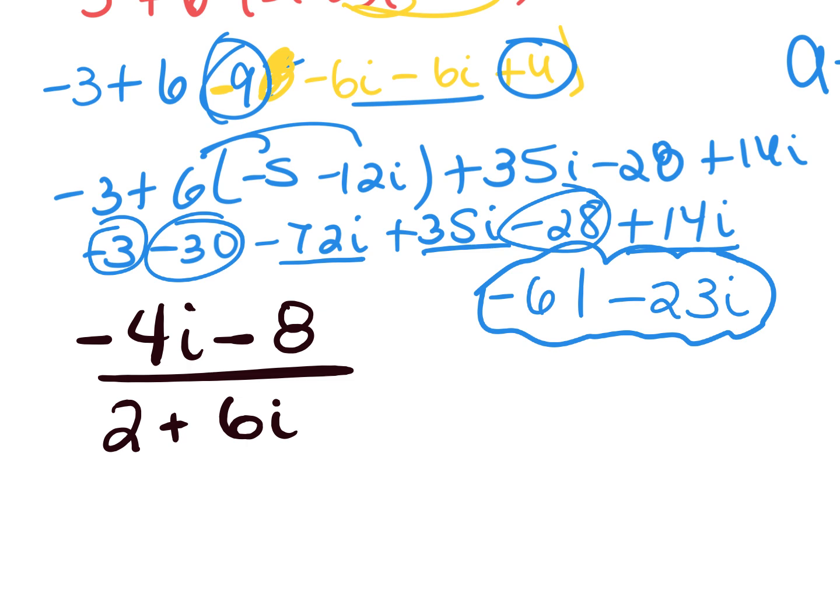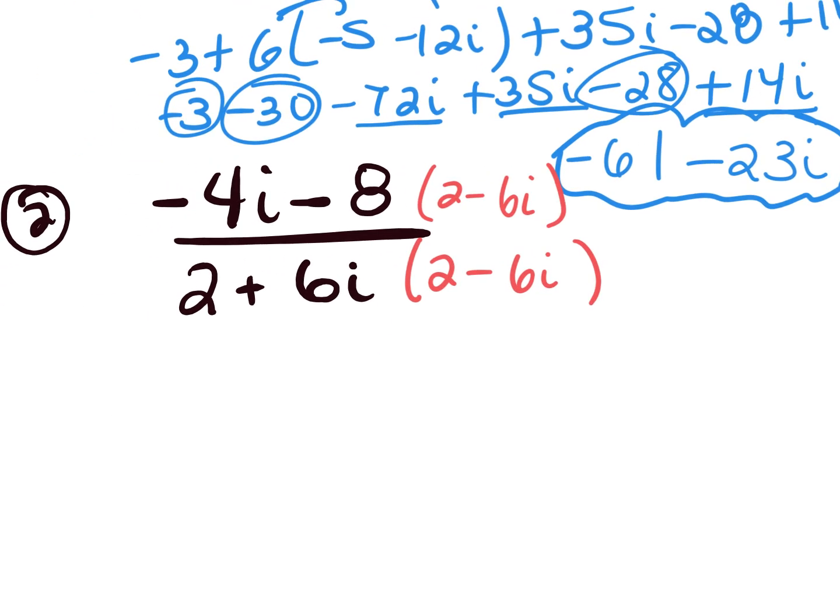What's wrong with number 2? Can't have i's in the denominator. How do we get rid of it? You multiply by the complex conjugate. How do you figure out what the complex conjugate is? Make sure you're in standard form and then change the sign in the middle. So this becomes 2 minus 6i. What you do to the bottom, you do to the top.